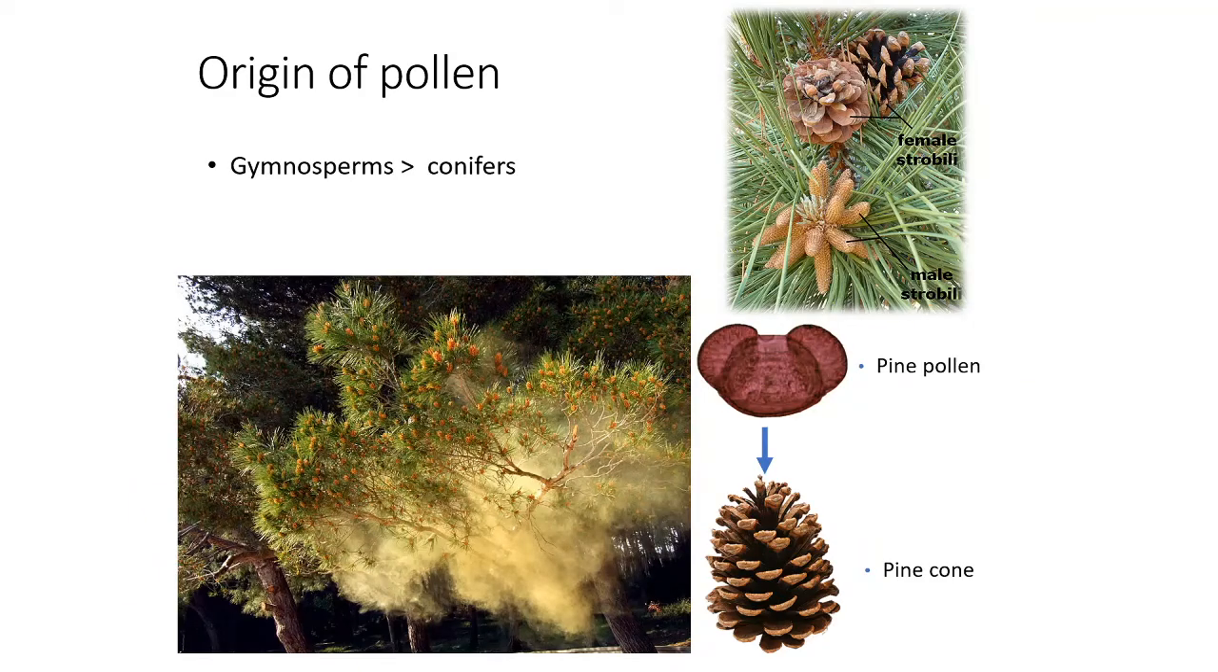Gymnosperms are a group of seed-producing plants, for instance conifers. Gymnosperm seeds develop either on the surface of scales or leaves, often modified to form cones. Well, in most cases these are cones.